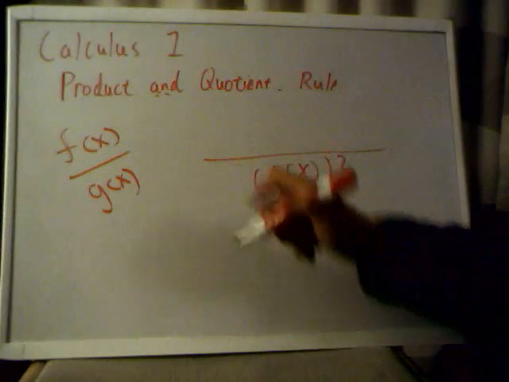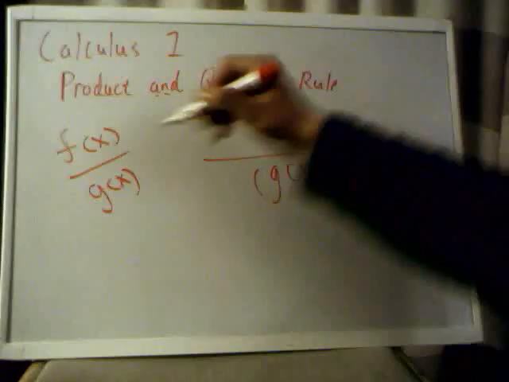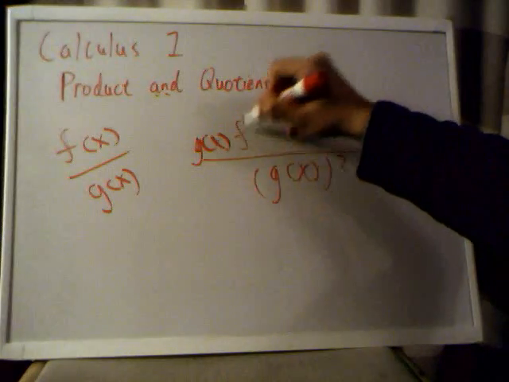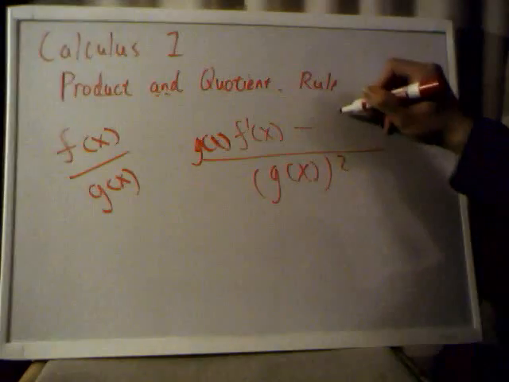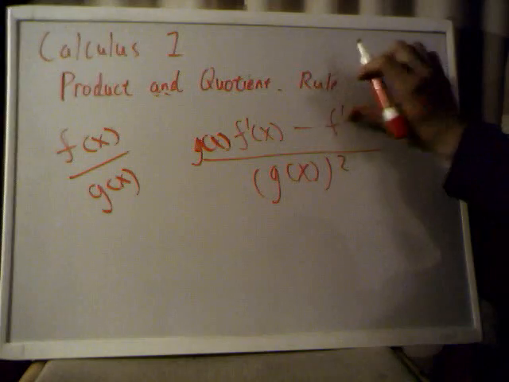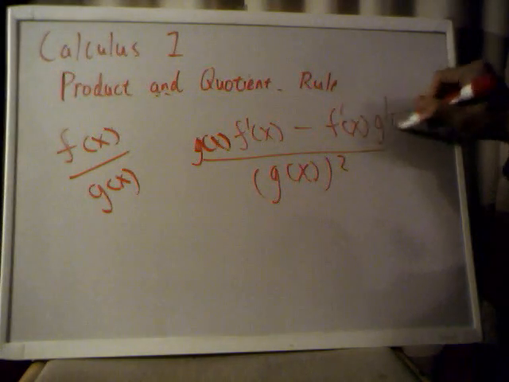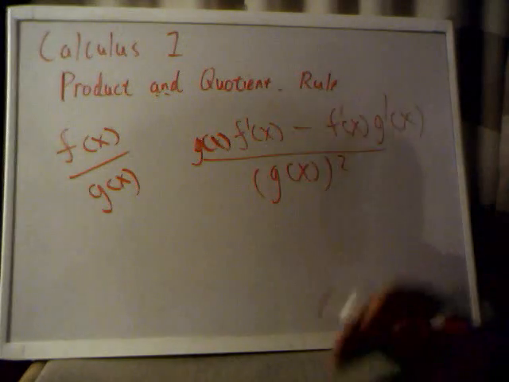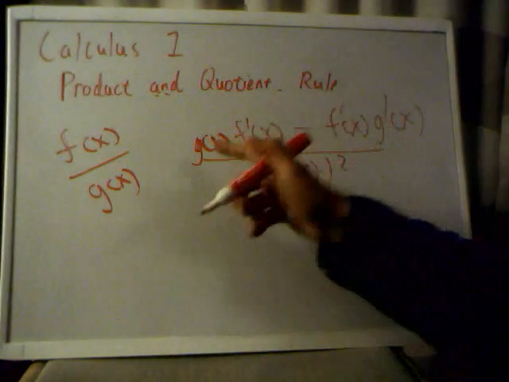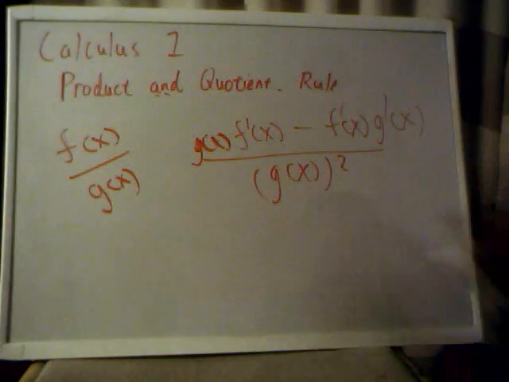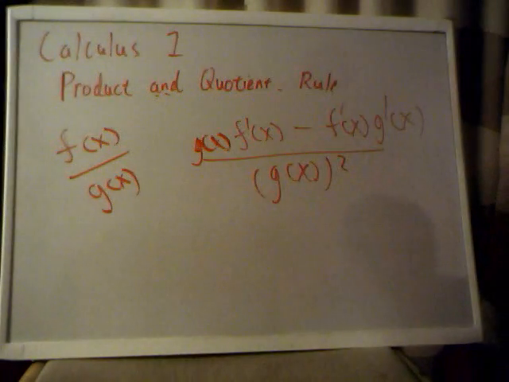And for the numerator, you do the bottom function times the derivative of the top function minus the top function times the derivative of the bottom function. Now, a quick way to remember this is low d high minus high d low over low squared. And so let's just do a quick example of this.